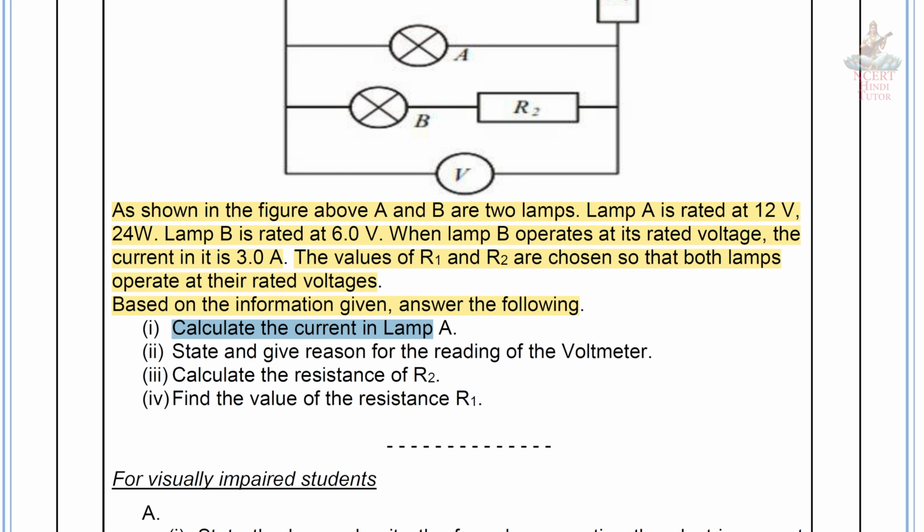First, calculate the current in lamp A. Second, state and give reason for the reading of the voltmeter. Third, calculate the resistance of R2. Fourth, find the value of the resistance R1.